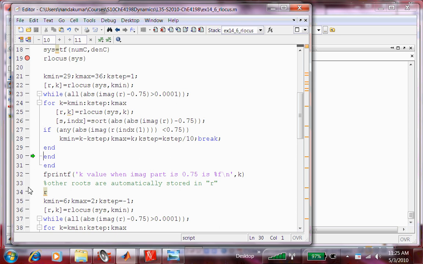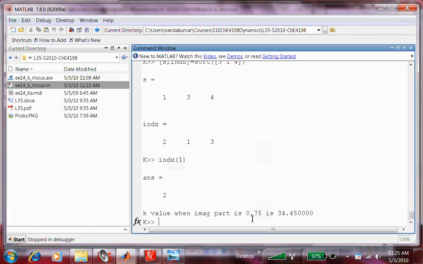Four significant digits. Okay. So let me just set up the breakpoint there and continue. So it has gone through the loop and it would have printed on the workspace, what is the value of k? Okay, where is the k value with an imaginary part of 0.75? It is 34.45.